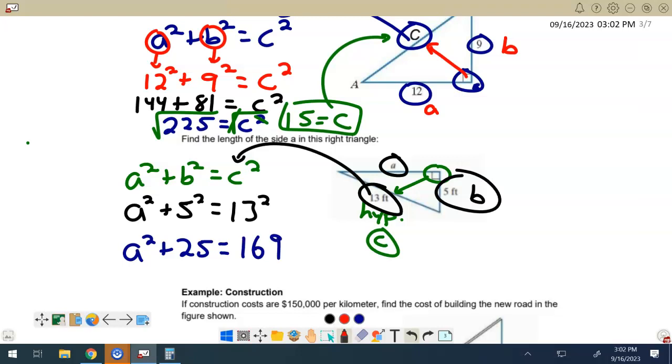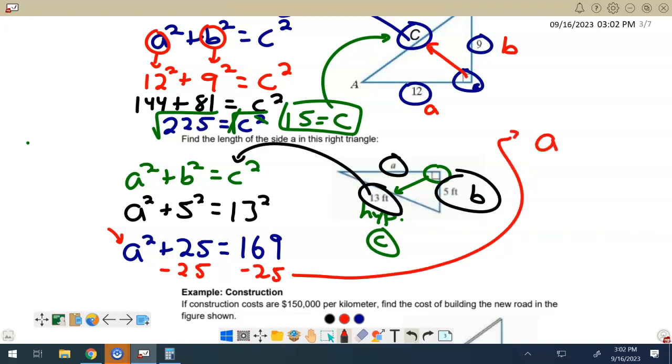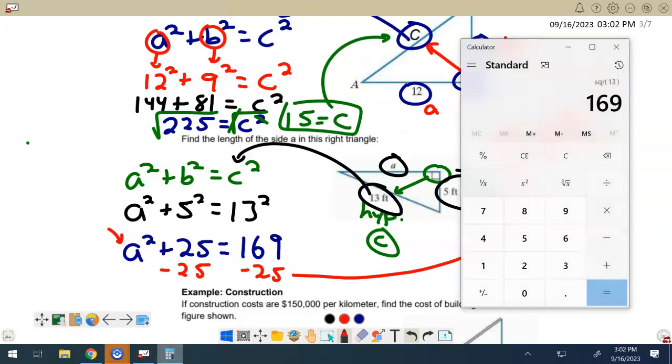Okay. Then, to get A by itself, instead of adding those two numbers together, I'm not going to take 25 plus 169. To get A by itself, I have to first start by subtracting the 25 to the other side. Right, so I guess I'll just continue the work over here. So we're going to get a squared equals, and we're going to take 169 minus 25. So 169 minus 25 gives me 144.